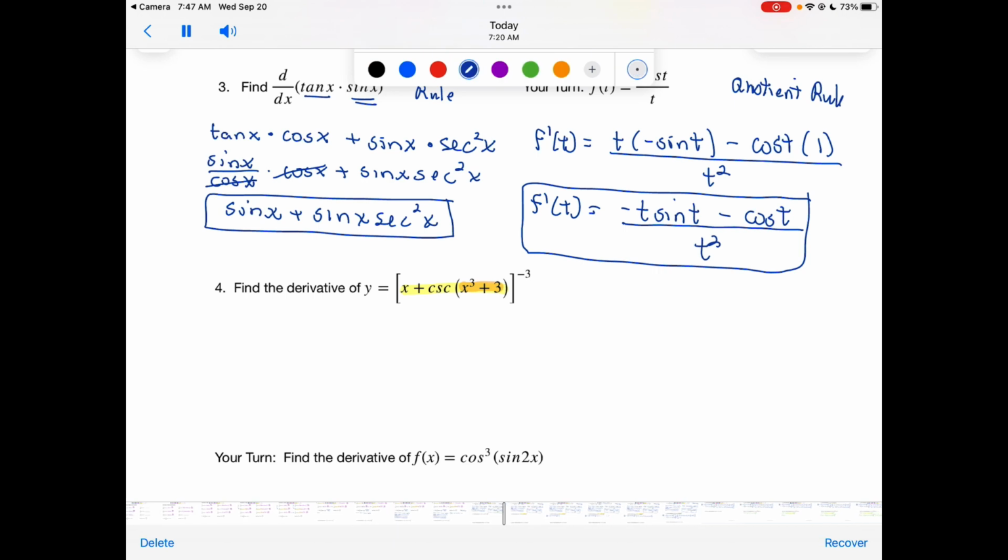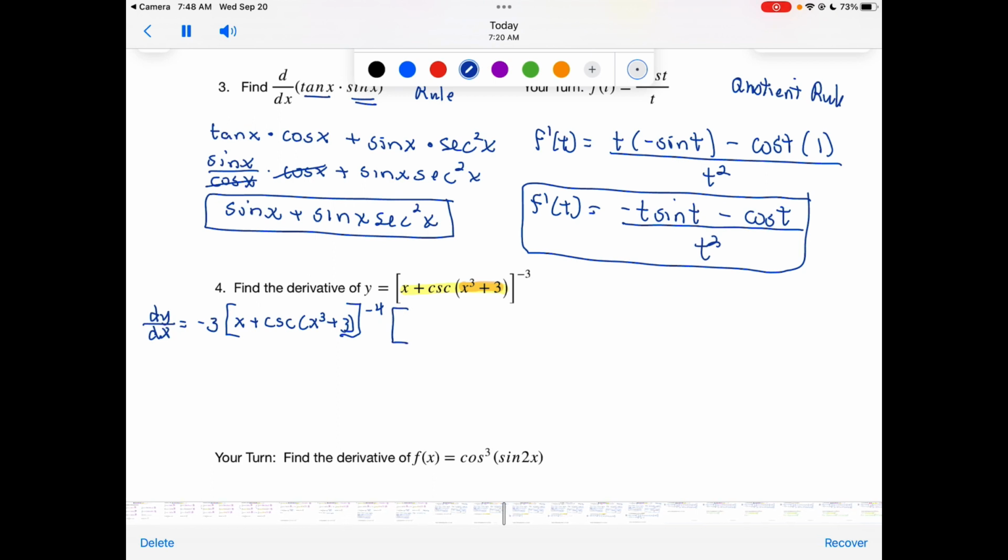So we're going to start with our most outer function. And to find the derivative of y with respect to x, I'm going to take all of that yellow to the negative 3 power. So I'm going to do the power rule and bring that exponent to the front and put everything that's inside the bracket and then decrease my power by 1 to make it to the negative 4th. And then I'm going to use my chain rule and times this by the derivative of the inside.